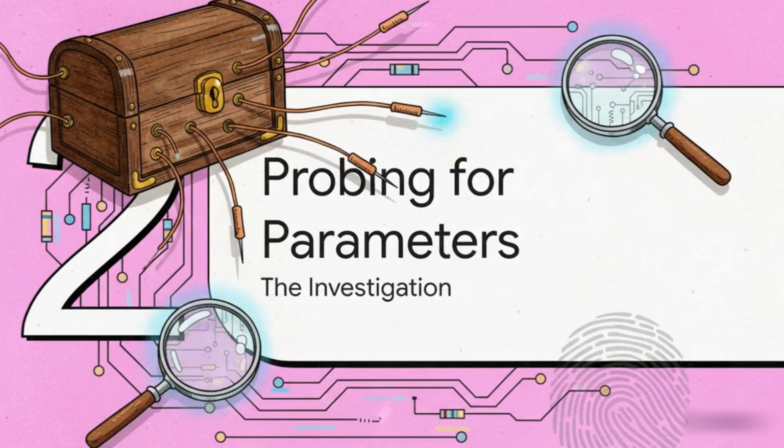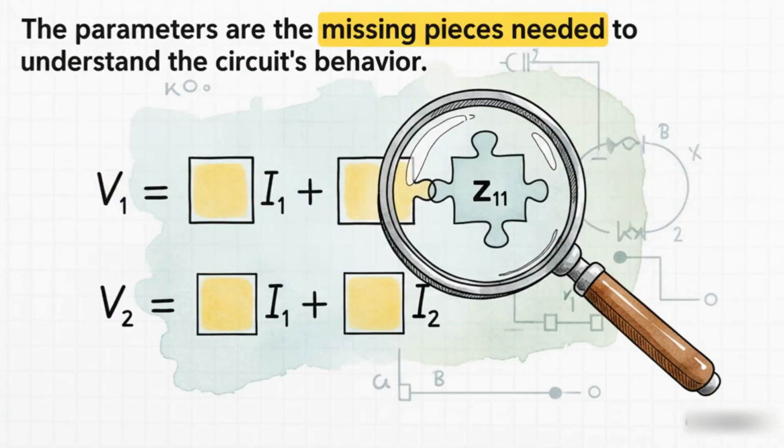All right, we've got our box and we know the rules of the game. So how do we actually figure out what's going on in there? This is where the detective work begins. We're going to start probing the circuit to uncover its secrets, and these secrets are what we call its parameters. These parameters, they are the secret code we are looking for.